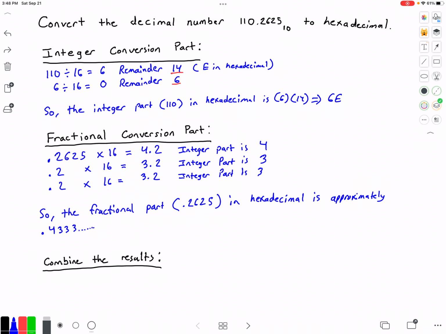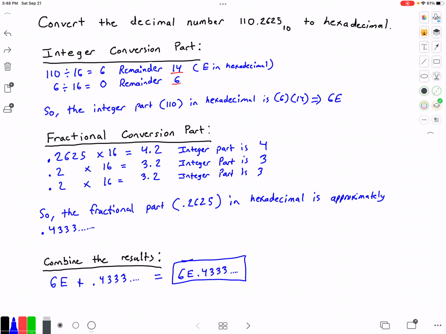Okay, so now we're going to combine the results. So I'm going to take the first part and add it to the second part. So we get 6E plus 0.4333 repeating, and this is equal to 6E.4333 repeating. And this is our answer.